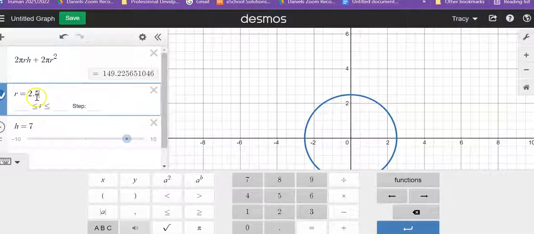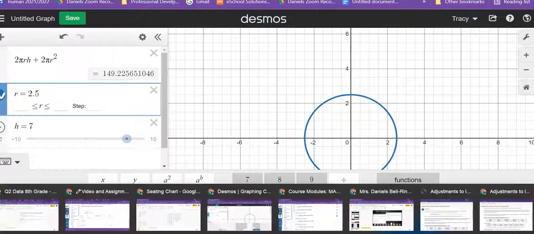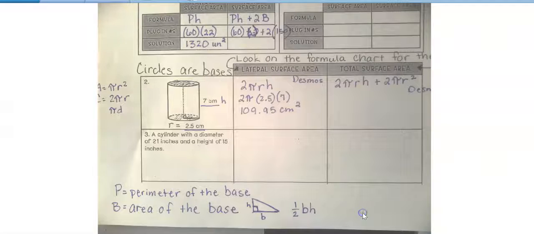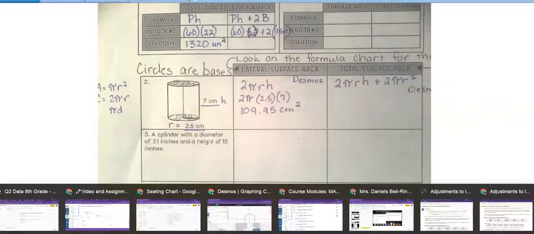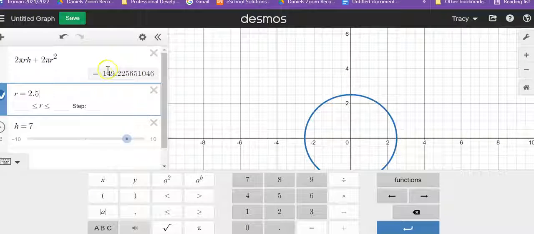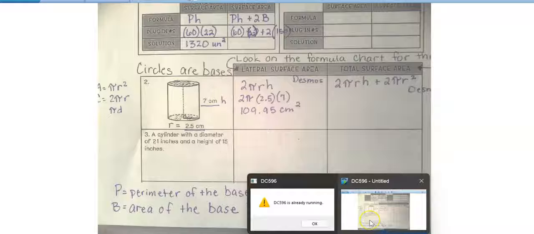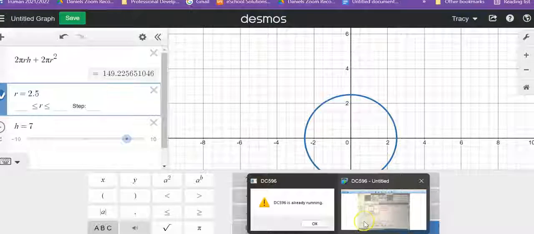Well, we still have the same values. We're still doing the same problem here. We still have a radius of 2.5. We still have a height of 7. When I typed in, I just added plus 2 pi r squared. It's going to do all my calculations for me, so let's see what we've got. Now we have 149.22. So we're going to use that as our answer. 149.22.